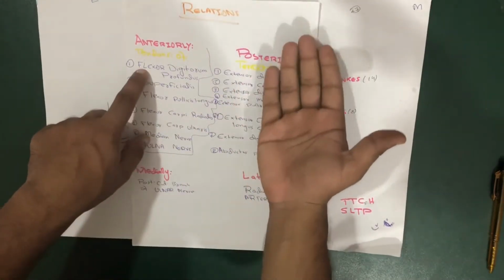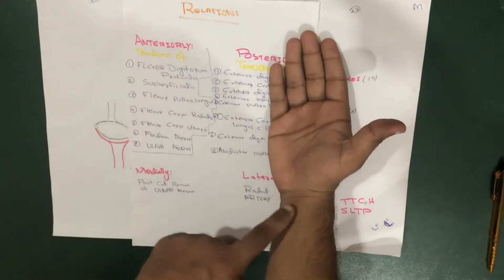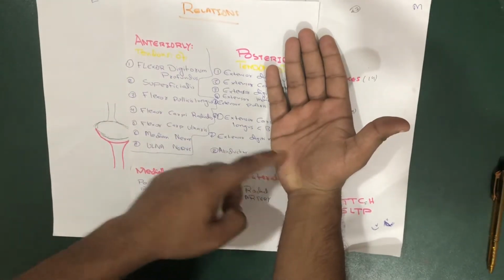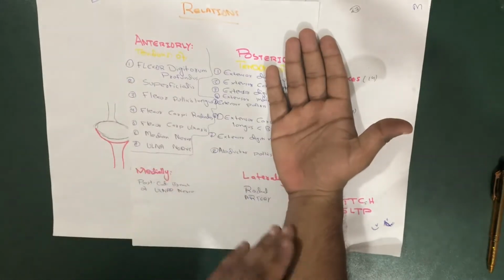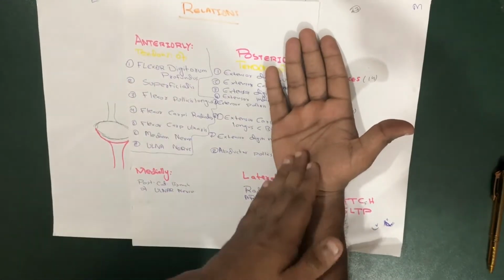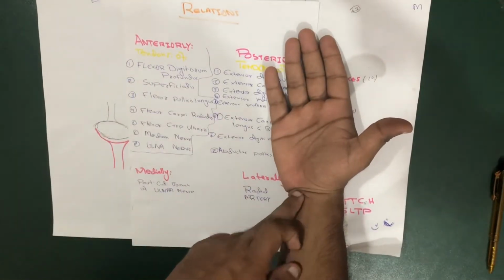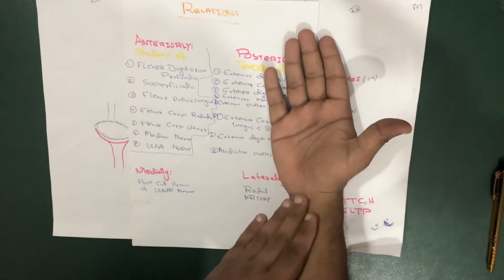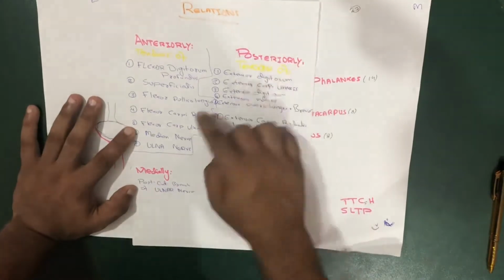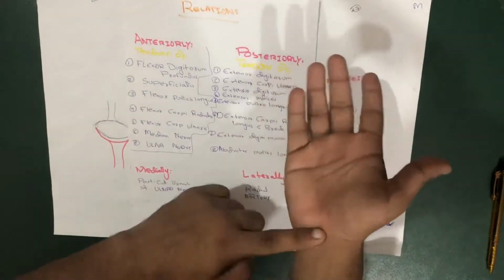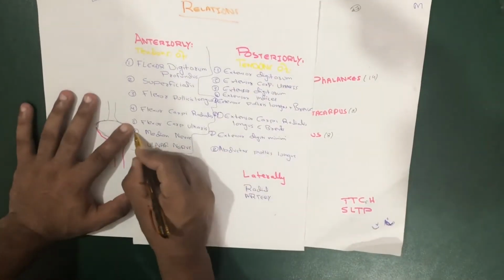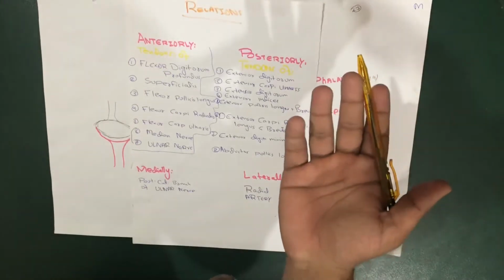On the anterior side we have the flexor digitorum profundus and superficialis, because their tendons pass over the wrist joint, anterior to the wrist joint. So: flexor digitorum profundus, flexor digitorum superficialis, flexor pollicis longus, flexor carpi radialis, flexor carpi ulnaris, the median nerve, and the ulnar nerve. Remember this, it is very important. If somebody asks where they are moving, you would say anterior to the wrist joint, the ulnar and median nerves are passing.